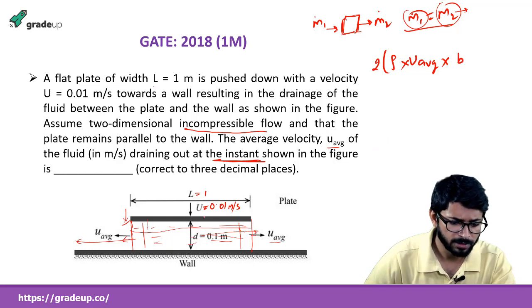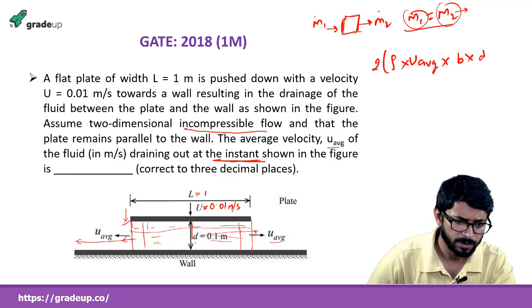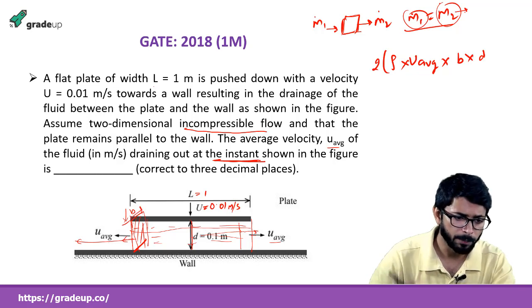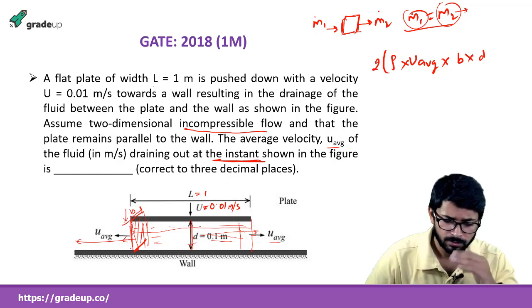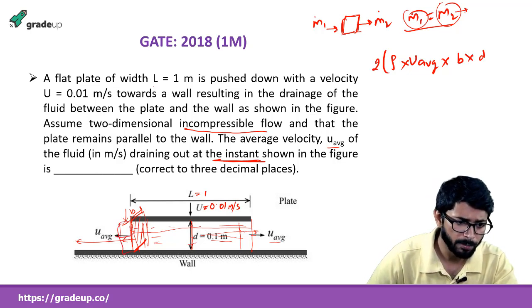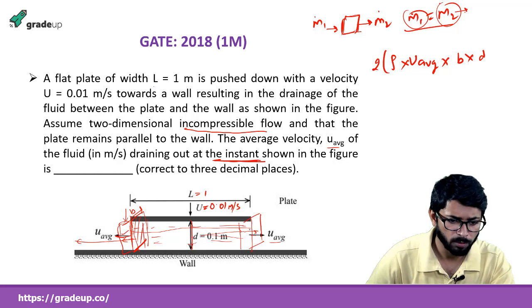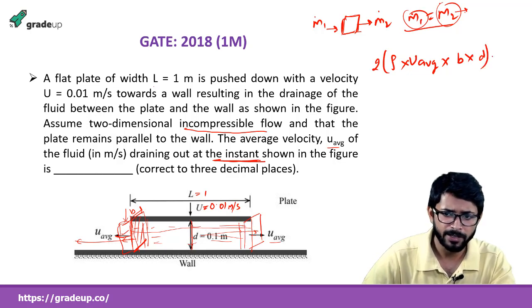Let's take the width into the plane as b, and d is the depth. If we make a cross section here, b is into the paper and there is a depth d between the plates, and the fluid is moving with velocity u average. So that much volume will come out here. The same amount moving to the left-hand side will also move to the right-hand side. That's why we multiply by 2, and this will equal the mass that is displaced by the top plate.